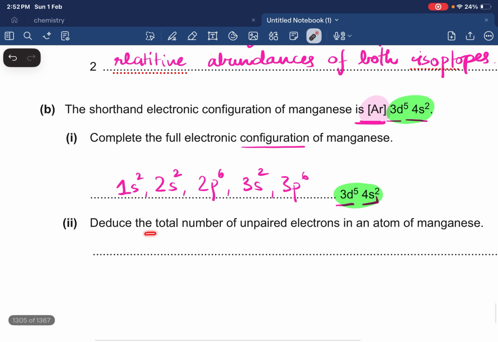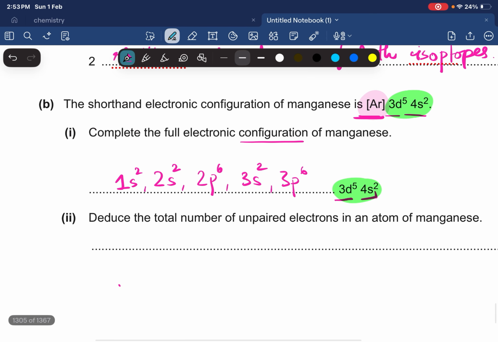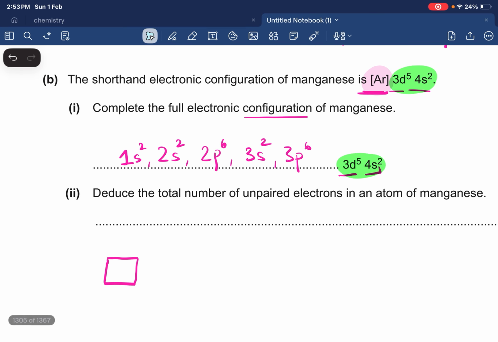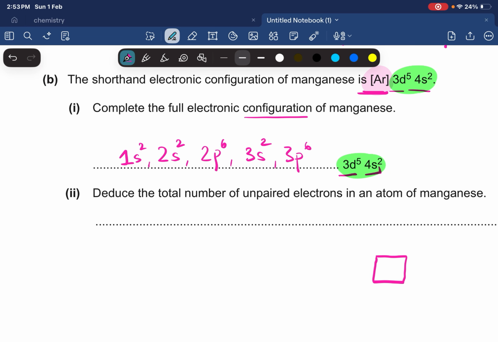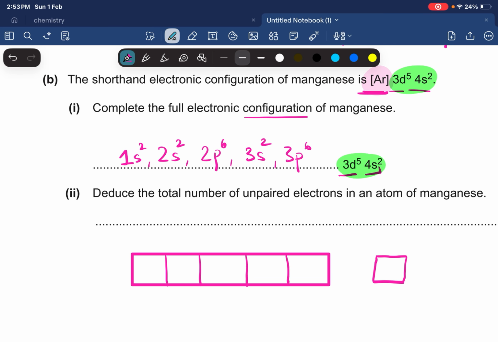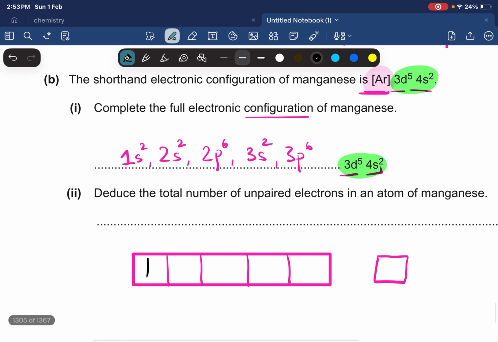Done. Deduce the total number of unpaired electrons in an atom of manganese. So you know that the 4s2 and 3d5. So I'm going to draw 4s2 at a higher energy level, something like this. And this is your 3d5. Right? So 3d5 means you have 5 electrons in it. 1, 2, 3, 4, and 5. And 4s2 means you have 2 electrons in your 4s orbital. So that's your 4s, and this is your 3d orbital.